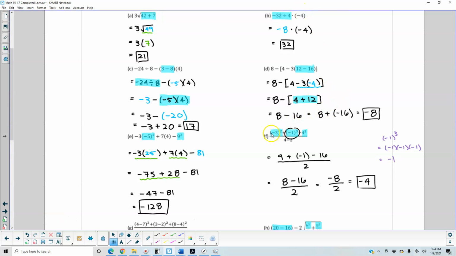Okay, next we have negative 3 squared plus negative 1 cubed minus 4 squared over 4 minus 2. So in the numerator, we're going to have to evaluate the exponents. So negative 3 squared is positive 9. Negative 1 cubed is negative 1 times negative 1 times negative 1, which becomes negative 1. So it's plus negative 1, minus 4 squared is 16. In the denominator, we have 4 minus 2, which becomes 2. So now if we take 9 and then add negative 1, we get 8 minus 16 over 2. And 8 minus 16 is negative 8, divided by 2 gives us negative 4.